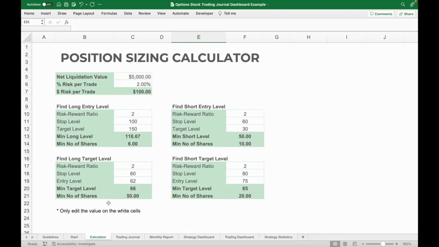Before placing any trade, it is recommended to use the position sizing calculator to determine the appropriate position size for each trade based on your risk tolerance and account size. You can use the calculator to determine the entry level or take profit level by inputting your risk to reward ratio, stop level, target level, or entry level. The calculator will help you determine the minimum number of shares to buy or sell as well as the minimum long or target level. This can help you avoid over leveraging your account and minimize the risk of your trade.